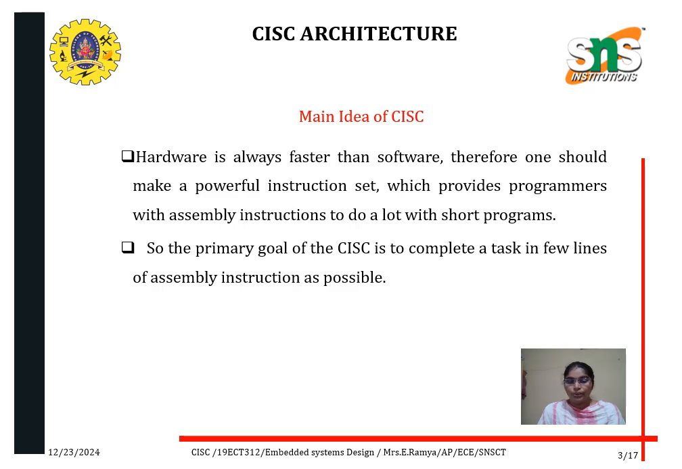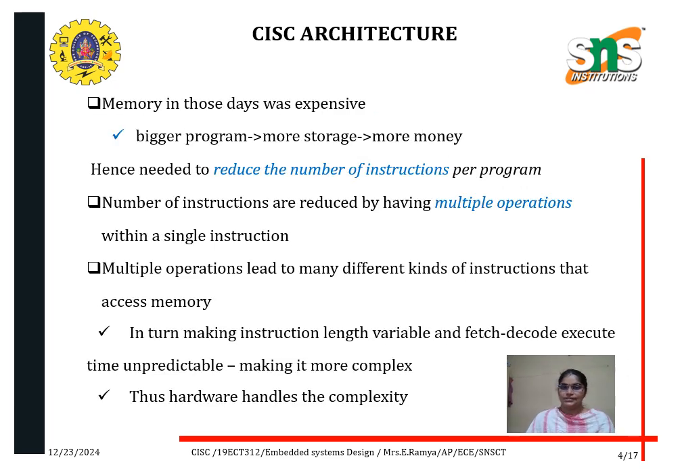So the primary goal of CISC is to complete a task in as few lines of assembly instructions as possible. Memory in those days was expensive: bigger program, more storage, more money. Hence, there was a need to reduce the number of instructions per program. The number of instructions is reduced by having multiple operations within a single instruction. Multiple operations lead to many different kinds of instructions that access memory.